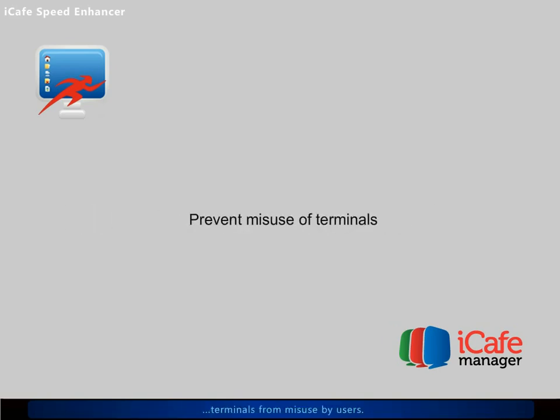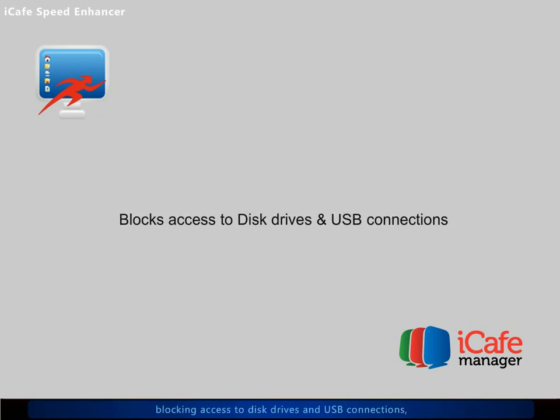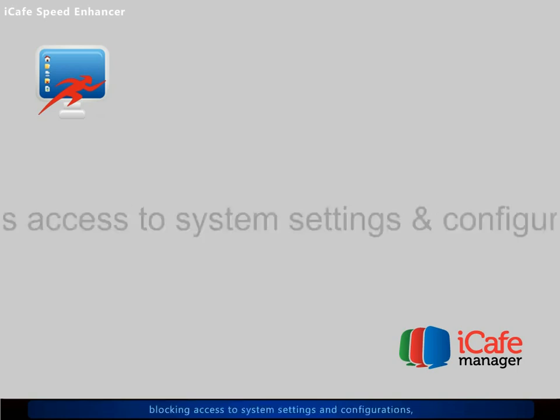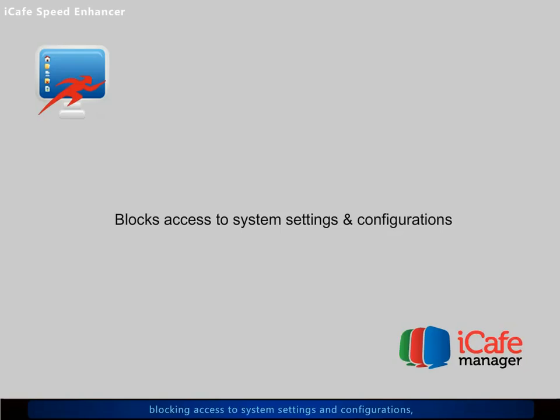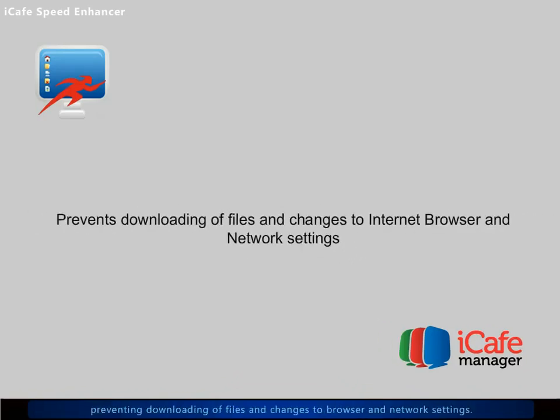The iCafe Speed Enhancer enhances the performance of your cafe terminals and secures terminals from misuse by users. The iCafe Speed Enhancer improves the performance of the terminals by reducing startup and shutdown times, blocking access to disk drives and USB connections, blocking access to system settings and configurations, and preventing downloading of files and changes to browser and network settings.